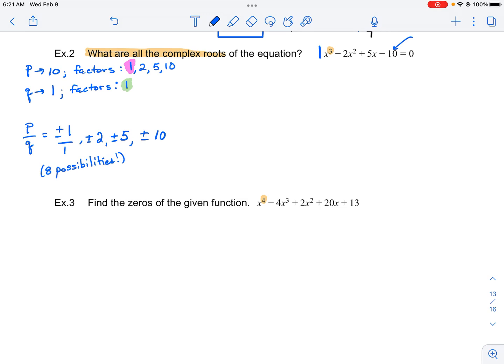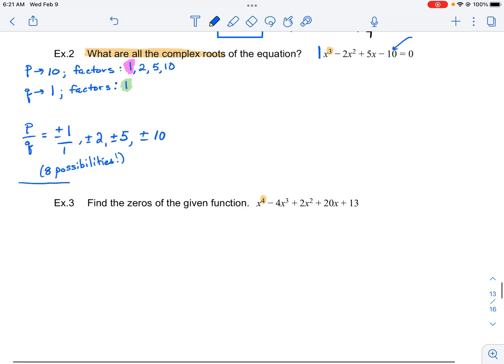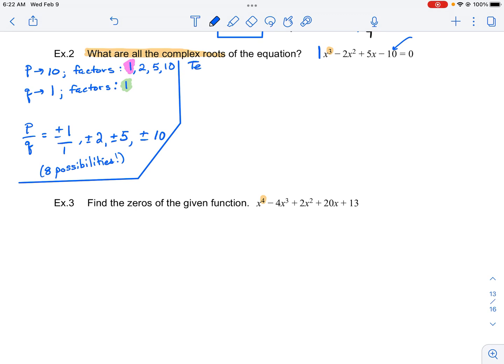I say only 8. I know that sounds like a lot, but it's really not compared to what we could be working with. We have some pretty small numbers there. So the next phase of what we're going to do is trying to figure out which of those values might work. And to do that, we are going to test or check these possibilities using synthetic division.